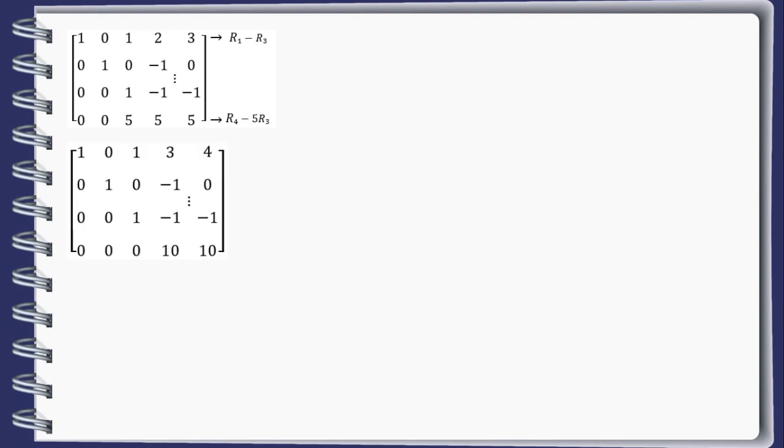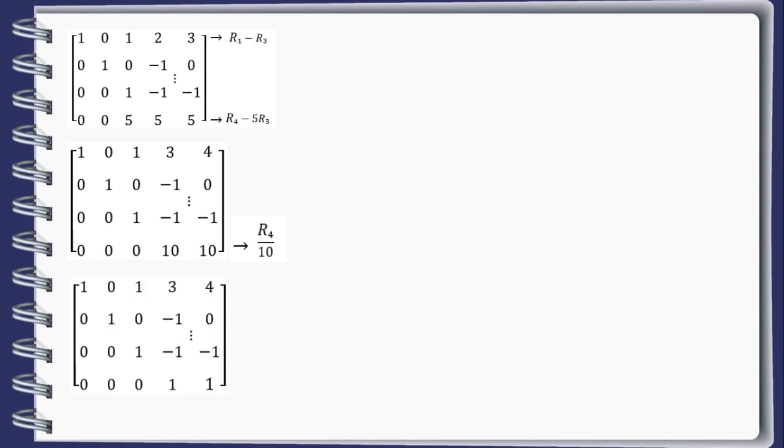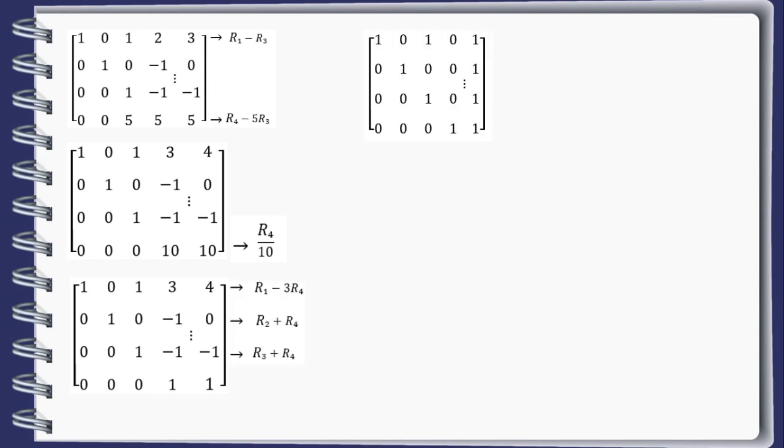Working on the last pivot, we want to convert this 10 into 1. So we take R4 divided by 10. So this is how it would look like. So we set values above and below the pivot to 0. So we have this. So we have already arrived at our reduced row echelon form.